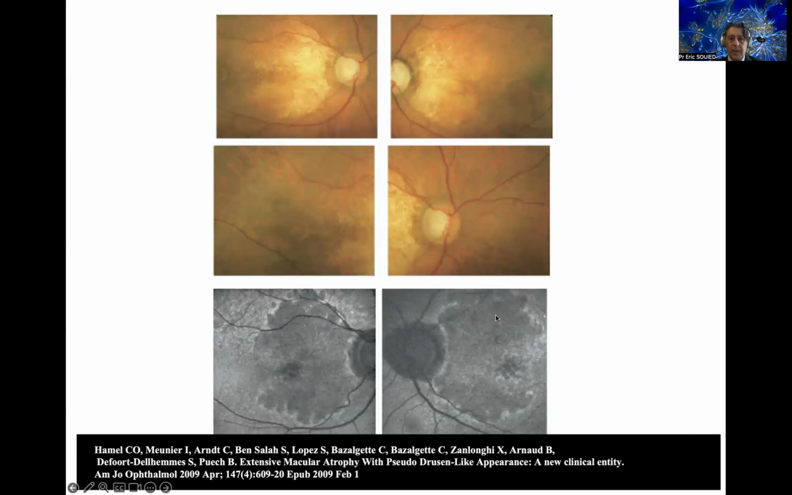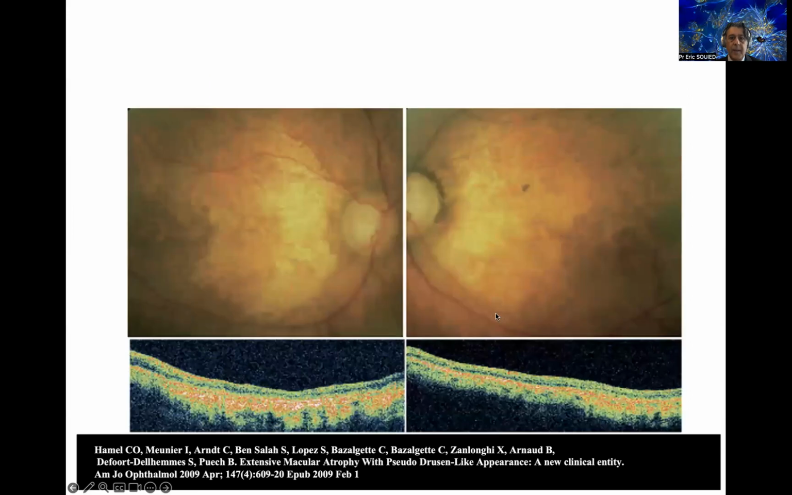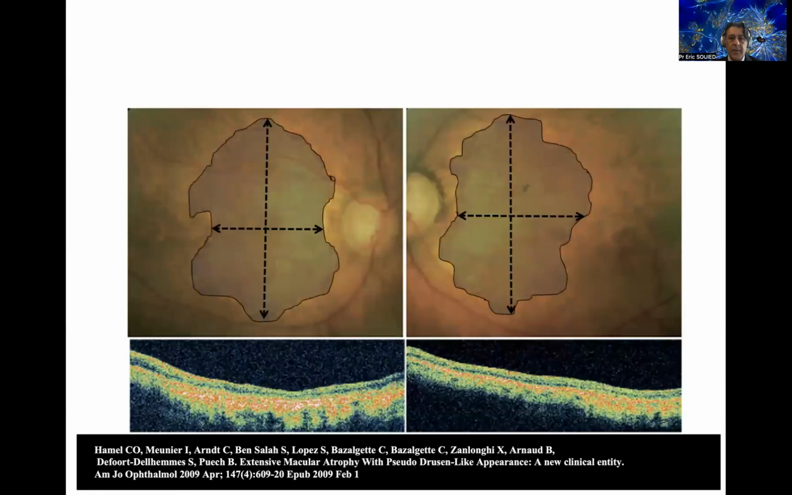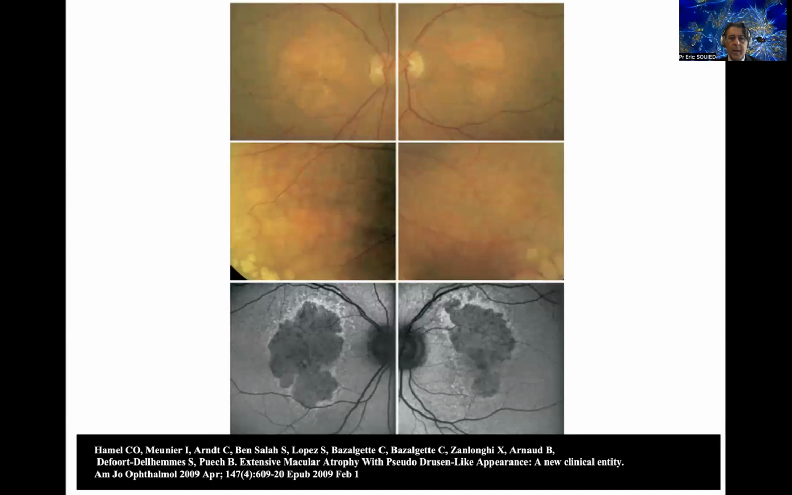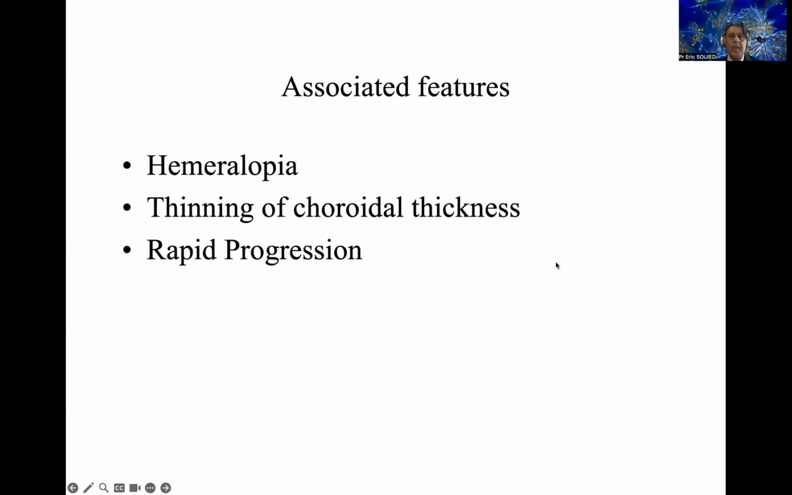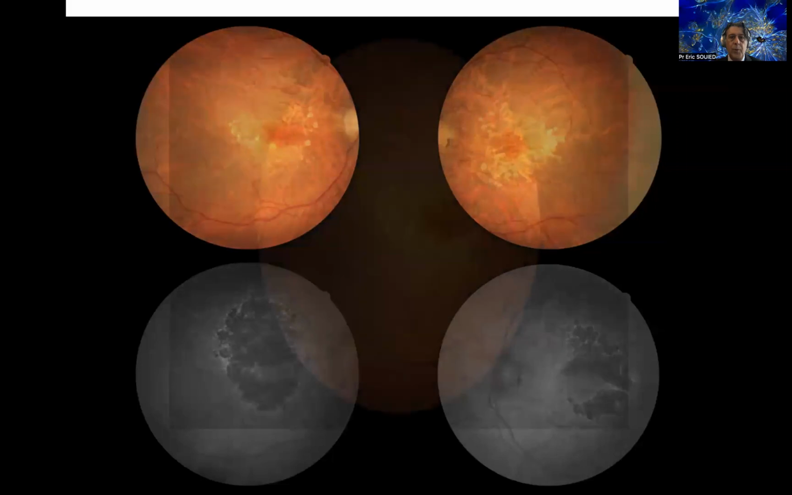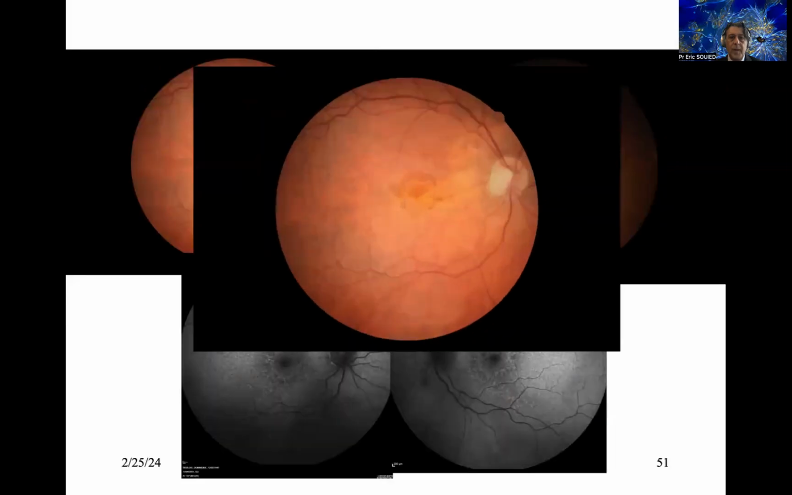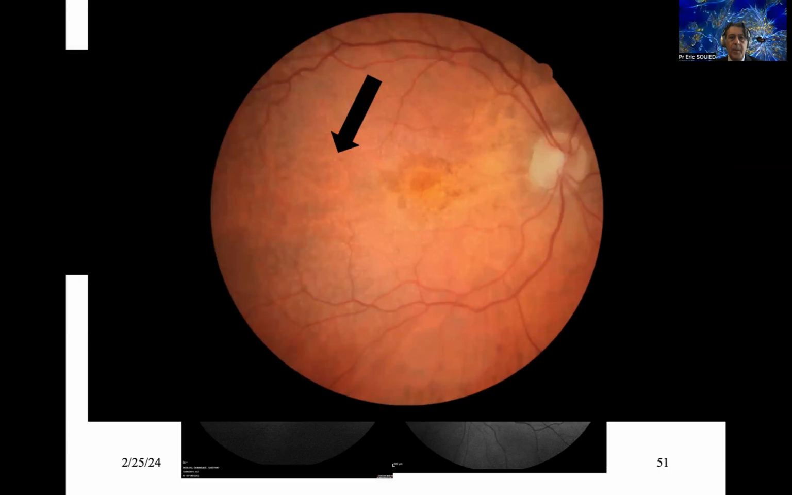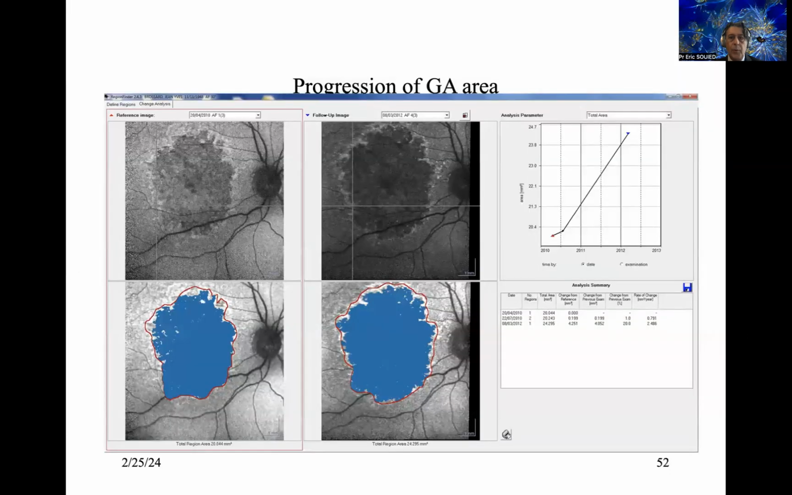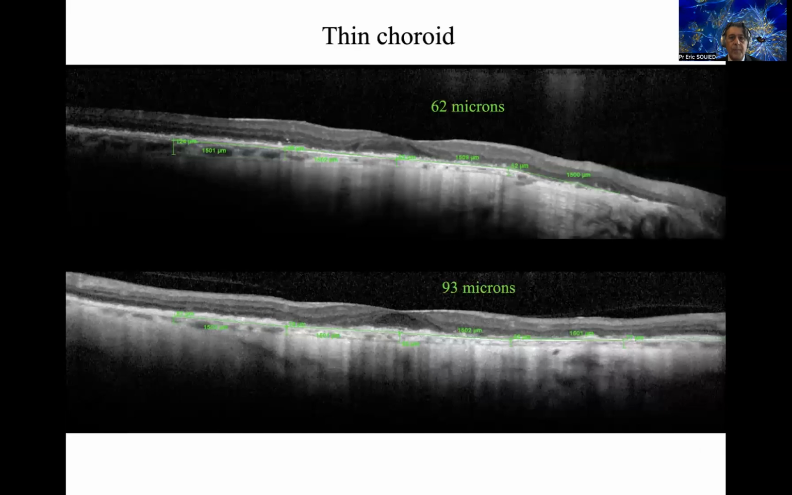You can see the vertical axis here, the vertical axis of GA, and the pavingstone lesions in the extreme periphery on this patient. This lesion is commonly associated with hemeralopia, signs of choroidal thinning, and a rapid progression of the lesion. Here is an example of EMAP with reticular pseudodrusen, a very rapid progression of the lesion, and a very thin choroid on this patient.